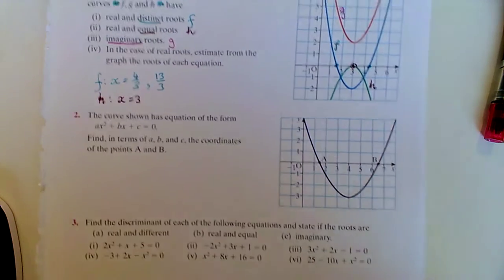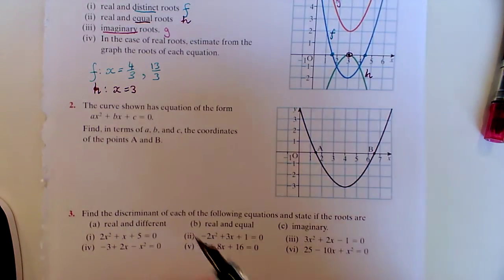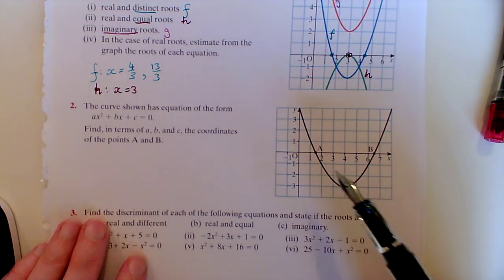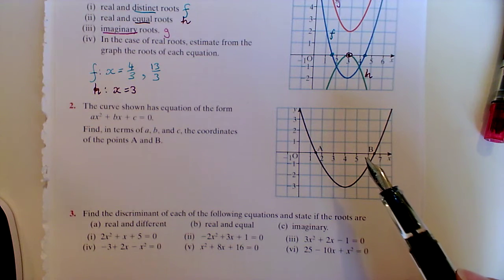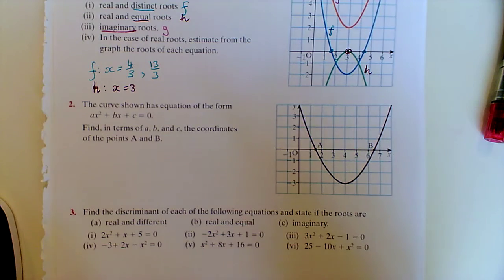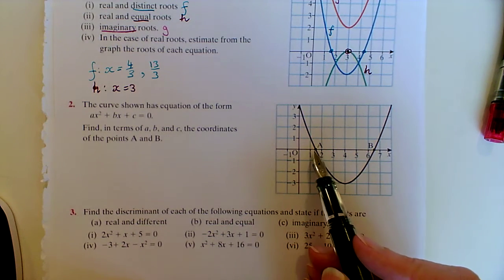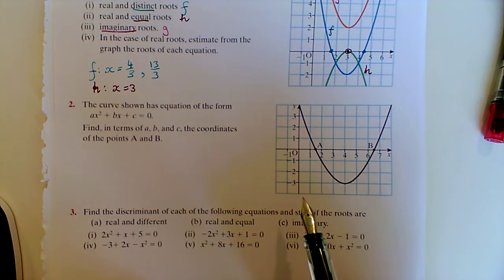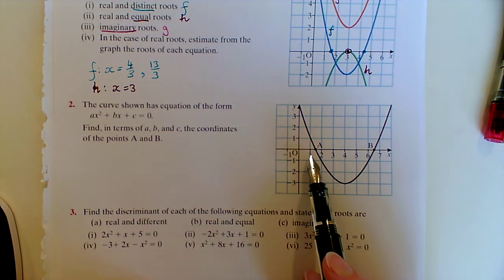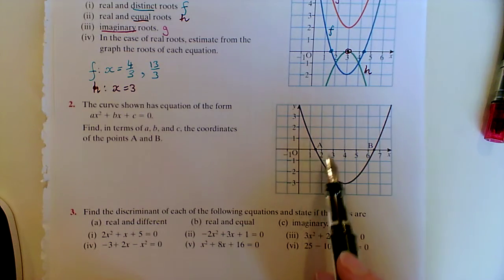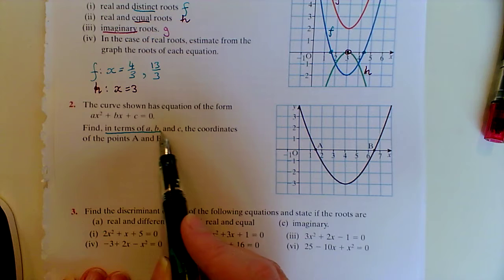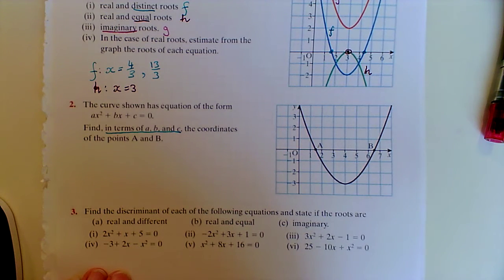Okay, so hopefully that was easy enough. Question 2 then. We're shown a curve here. It's a quadratic equation in the form ax squared plus bx plus c equal to 0. And we're asked to find, in terms of a, b, and c, the coordinates of the points A and B. So this is interesting. We could estimate from the graph, it looks like 1.5 and 6.5, but we don't know for sure. This could be a square root, like the square root of 2 or something like that. We don't know for sure. So they want us to give our answer in terms of a, b, and c. That means they want a, b, and c in the answer.